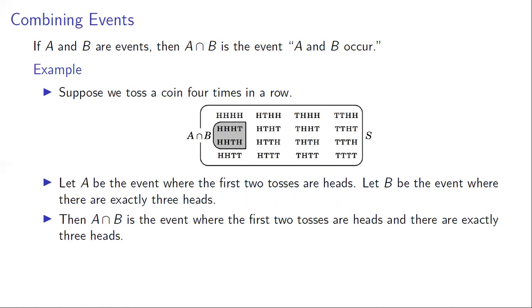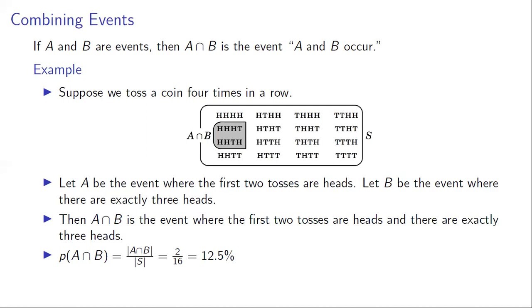And now we can think about what is the probability of A intersected with B. So in other words, what's the probability that the first 2 tosses are heads and there are exactly 3 heads? So that would be the probability of A intersected with B, which is equal to the cardinality of A intersected with B divided by the cardinality of S, which is 2 divided by 16, or 12.5%.